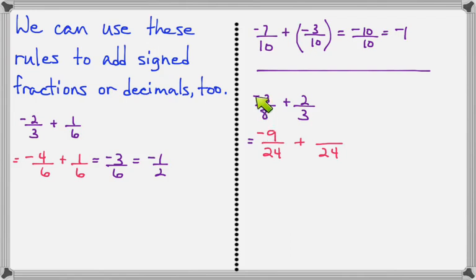Whatever sign your fraction has, let it keep that sign. And then to change this one, I'll multiply 3 times 8 to get 24. That means the top number is 2 times 8, so that will be 16. Negative 9 plus 16 is going to be 7. Positive 7, because the 16 is the larger number. So this becomes 7 over 24.